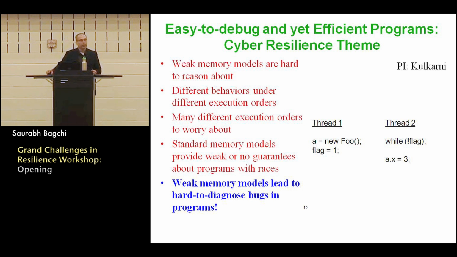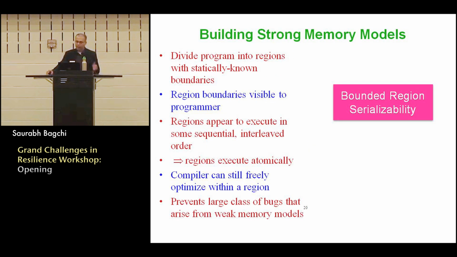It's also too early in the day to look at code, so I'm going to skip that. But this kind of code, which apparently looks to be bug-free, because of the weak consistency model, can lead to crashes and null pointers. So weak memory models basically have led to programs which are very hard to debug. On the other hand, strong memory models are considered to be rather inefficient to execute on off-the-shelf hardware.